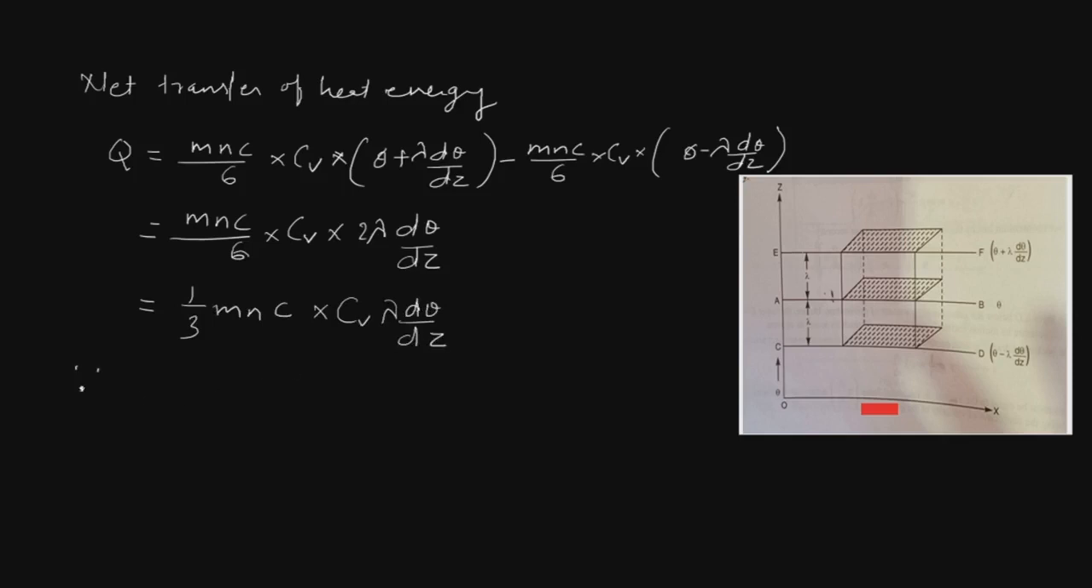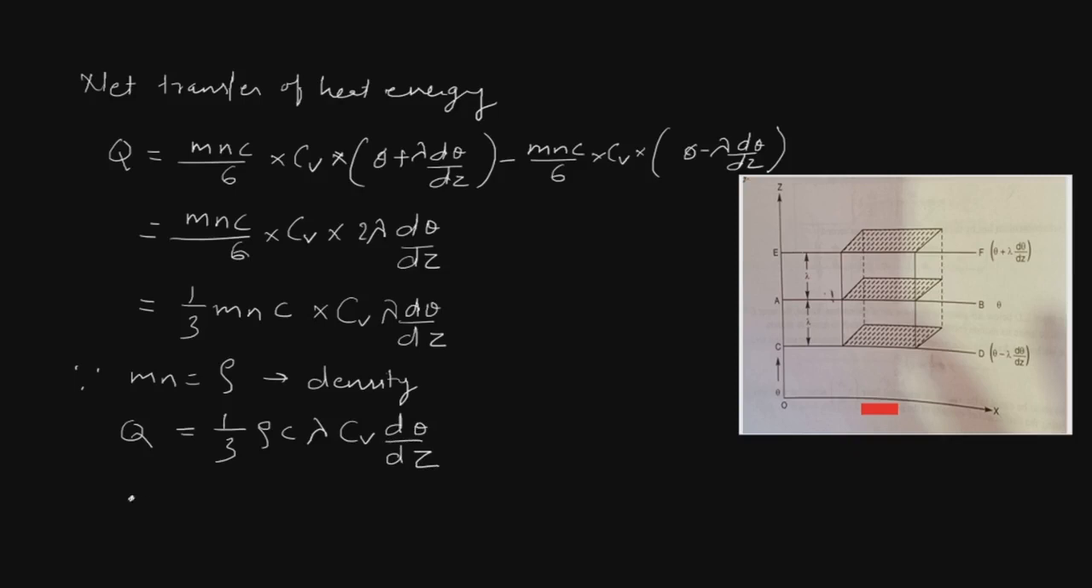Now as we have m into N equal to rho, which is the density of the gas, we can write this total heat energy Q as equal to 1 by 3 rho C lambda into Cv into d theta by dz.